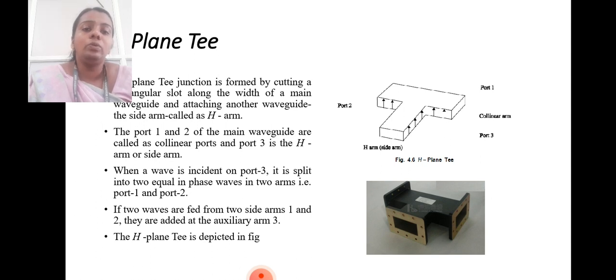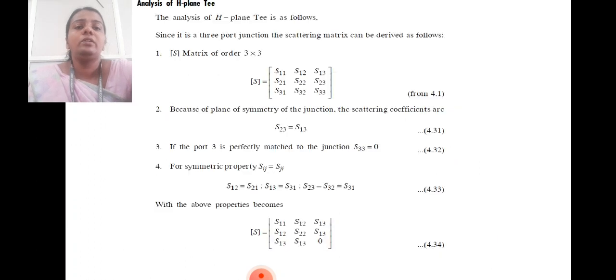And if two waves are fed from the two side arms 1 and 2, they will be added in the H-arm, port 3. So the figure shows the H-plane T. You can see ports 1, 2 and 3 represented. In that, port 3 is the side arm, called the H-arm, and ports 1 and 2 are the collinear arms. So you can see the real-time representation of this H-plane T.